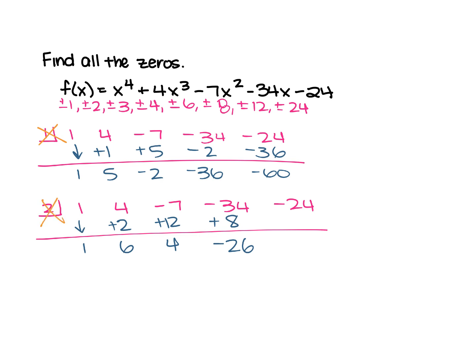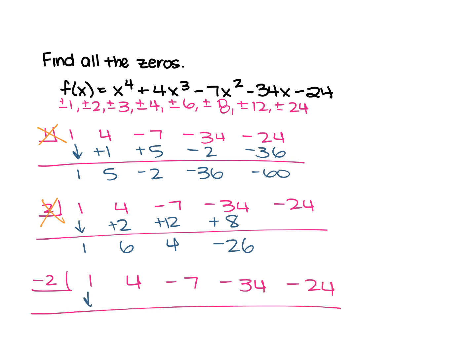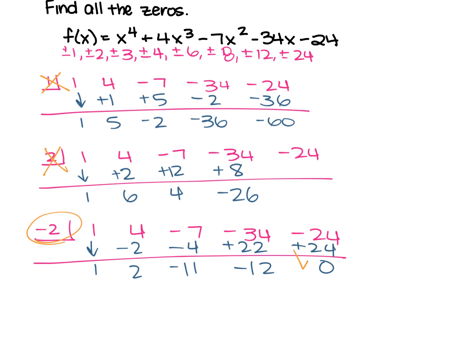Let's try negative 2. We have 1, 4, negative 7, negative 34, negative 24. 1 drops down, times negative 2 is negative 2. 4 minus 2 is 2, times negative 2 is negative 4. Minus 7 gives us negative 11, times negative 2 is positive 22. Negative 34 plus 22 is negative 12, times negative 2 is positive 24. Negative 24 plus 24 gives us the 0 we're looking for. So that negative 2 is a solution.